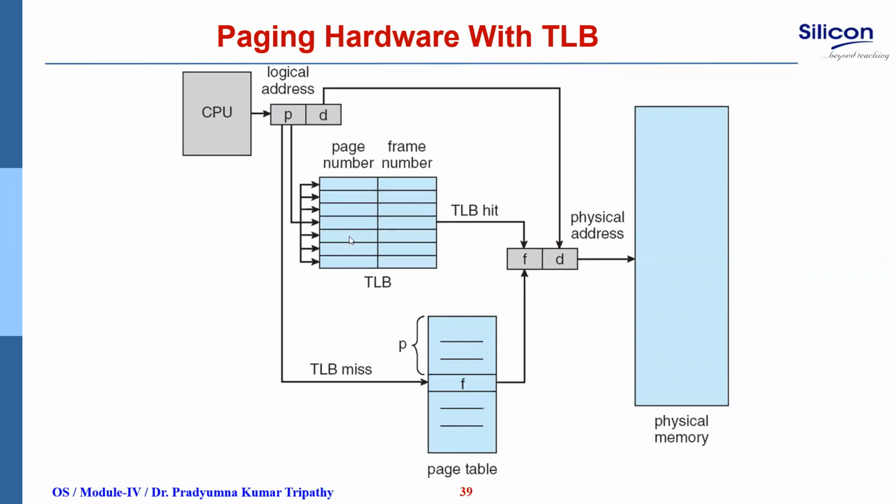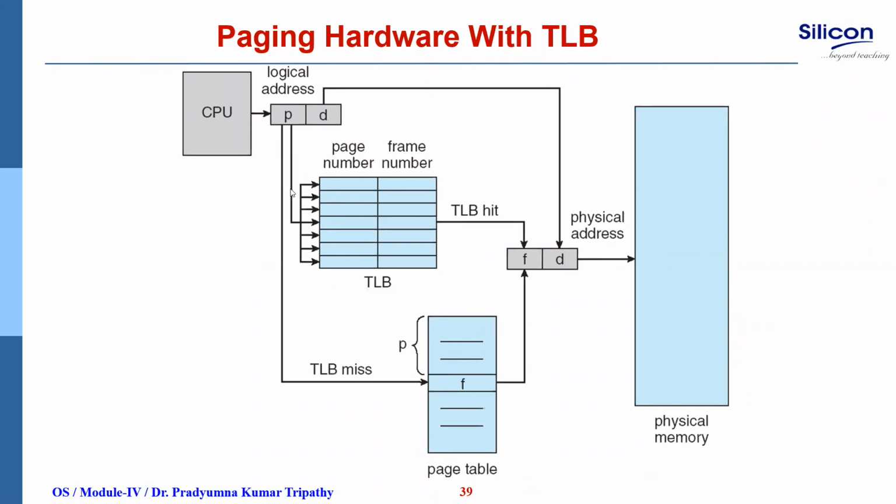If it is found, we'll get the corresponding frame number. Once we get the frame number, we'll use the displacement to get the physical address. Displacement means the offset within that frame. Correct? If it is not found, that means if it is a miss.